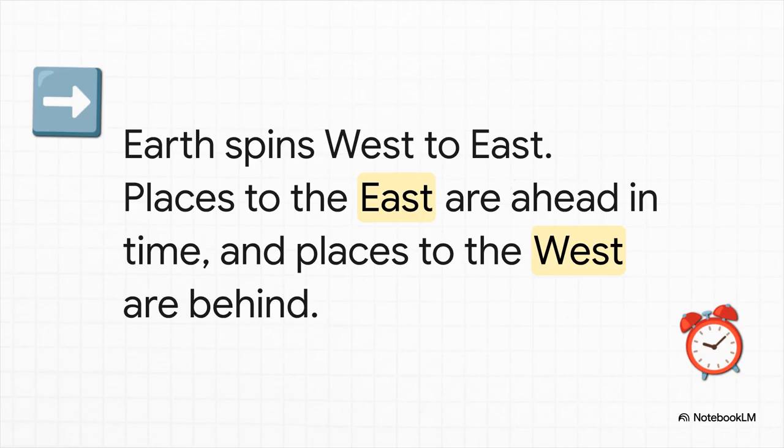Now, the direction of that spin is absolutely crucial. The Earth rotates from west to east. This gives us a really simple rule for time. Here's a great way to remember it. East, increase. As you travel east, the time gets later. And west, less. As you travel west, the time gets earlier. It's the whole reason why, say, New York is 3 hours ahead of California.